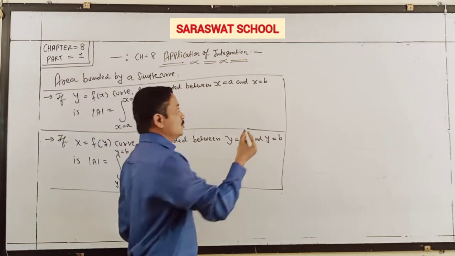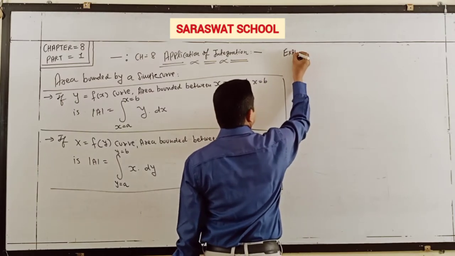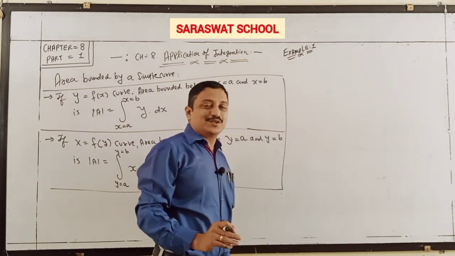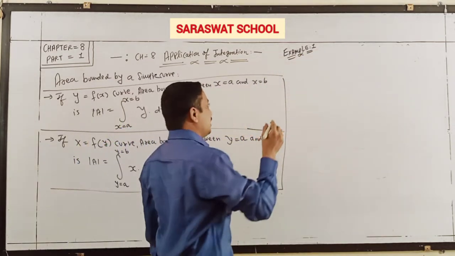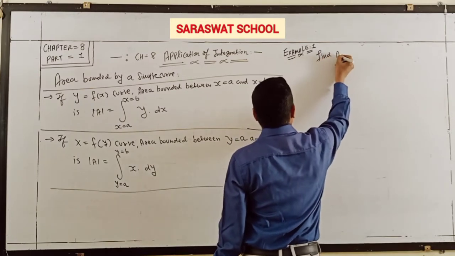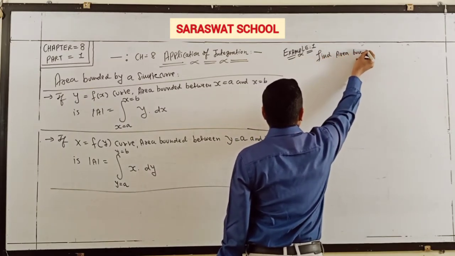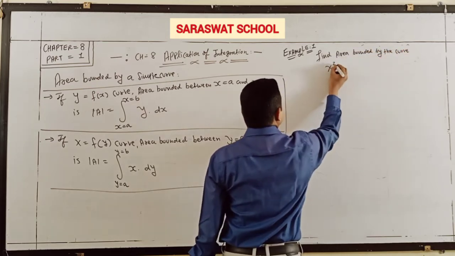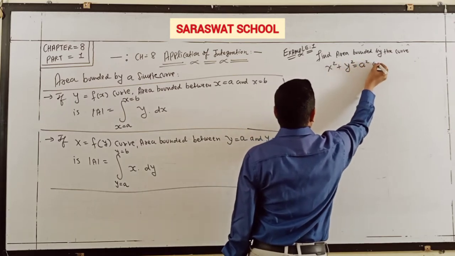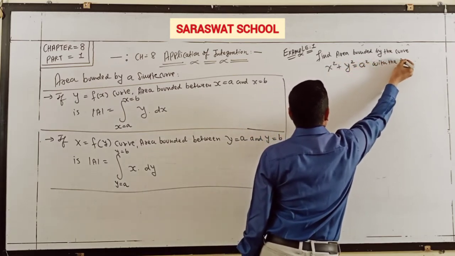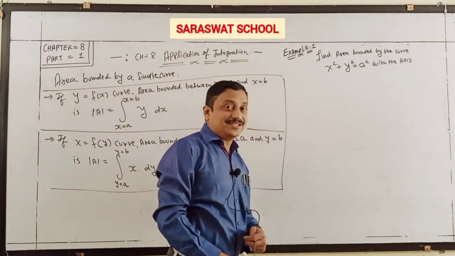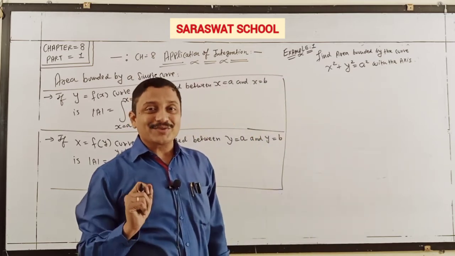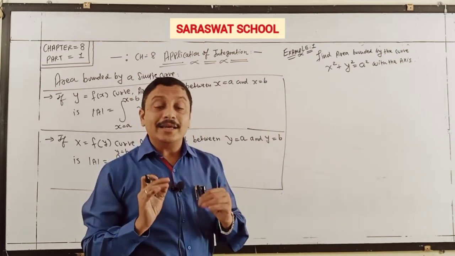Now students, I continue with our first example. Example 1. It's a very easy numerical, and the chapter is also very easy. Find the area bounded by the curve x square plus y square is equal to a square with the axis. So very easy. What is it? Yes, it is a circle. And what is the circle's area? Pi r square. Here radius a, so pi a square.